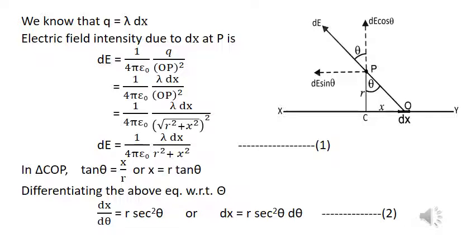So we will substitute the value of x in this equation using the figure. In triangle COP, tan theta is equal to x by r, so x is equal to r tan theta. Differentiating this equation with respect to theta to obtain the value of dx, we get dx by d theta is equal to r sec square theta. Here the differentiation of tan theta is sec square theta. Or we can write dx is equal to r sec square theta d theta, which is equation number 2.